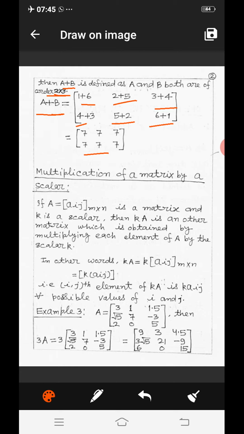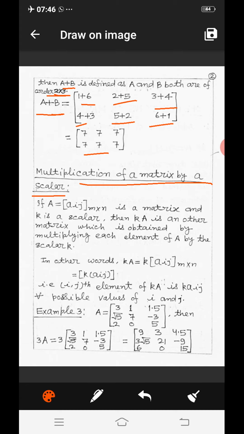Dear students, from above we observe that the sum of two matrices having same order is a matrix obtained by adding the corresponding elements of the given matrices. Now we will discuss multiplication of a matrix by a scalar.